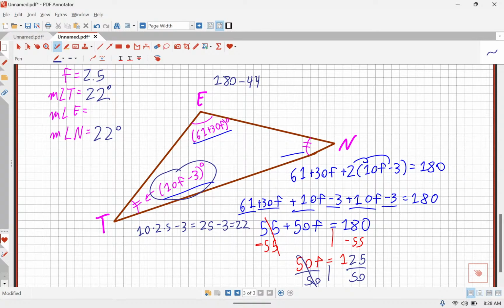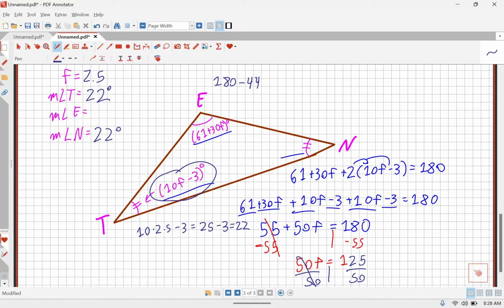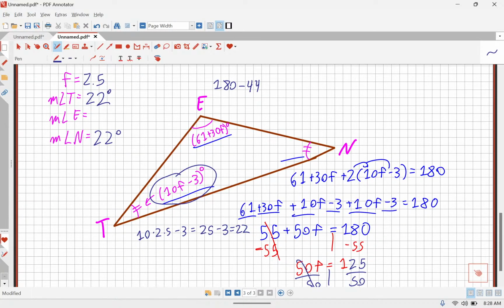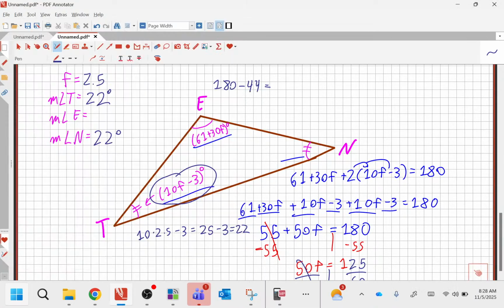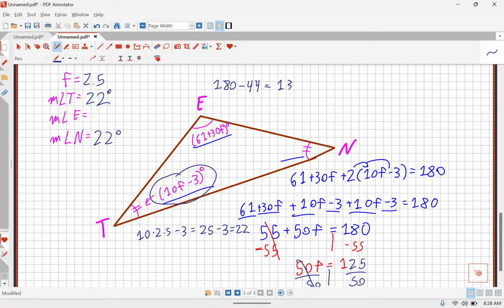Let's see, Sophie, where did I get that 44? Like, if I'm going to do 180, now that I know that those two are 22 degrees, why am I doing 180 minus 44? Yep, exactly. Add them up. And I think that's 136. Is that right? So that should be 136 degrees. Whew!